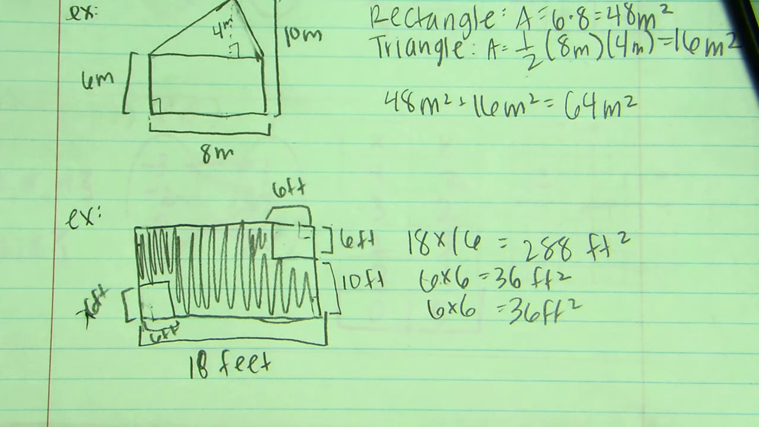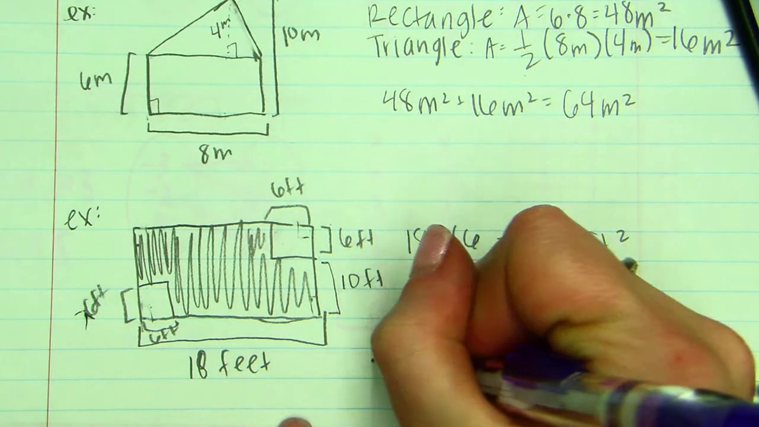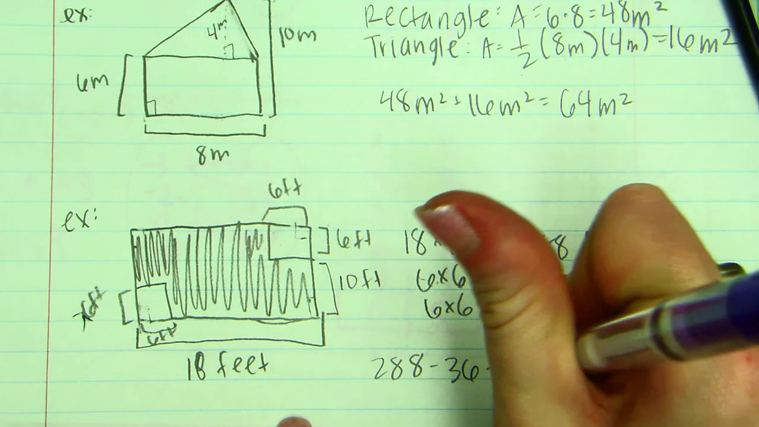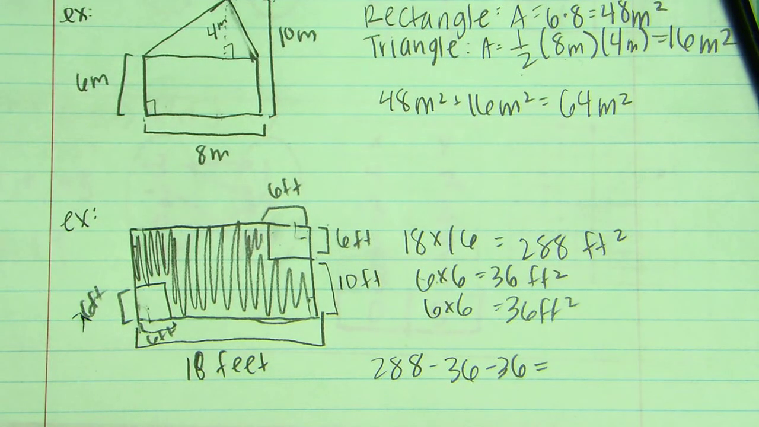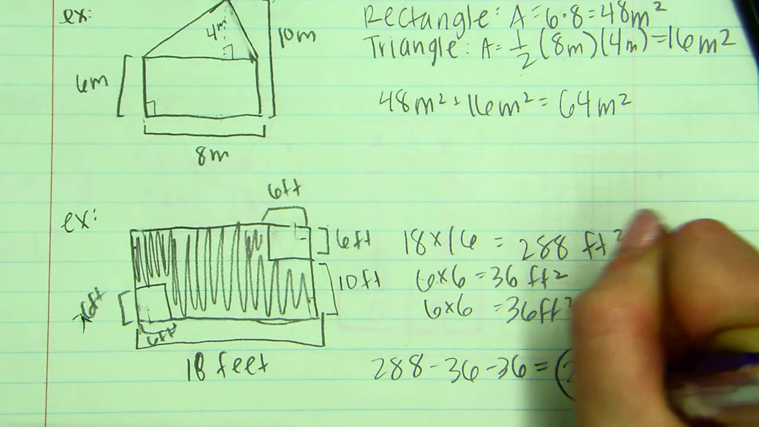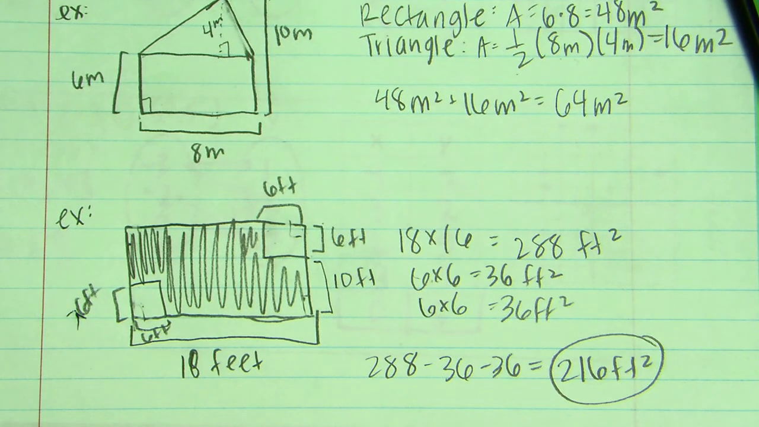So if I want to find the area of just the shaded region, for this one I'd do the big rectangle, which is 288 square feet, and subtract the two little squares that are 36 square feet. When I do that, I get 216 square feet. So this is what you're going to answer for your question on the Canvas video. And we'll do a bunch more examples of this same type of thing in class tomorrow.